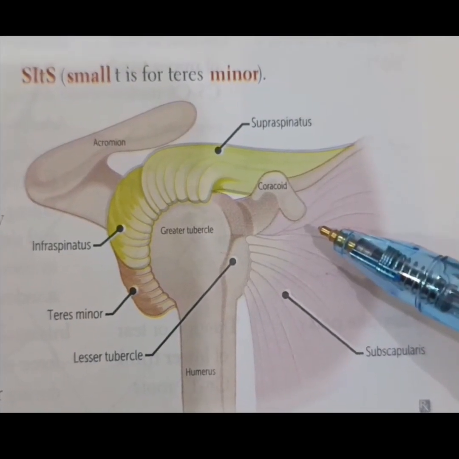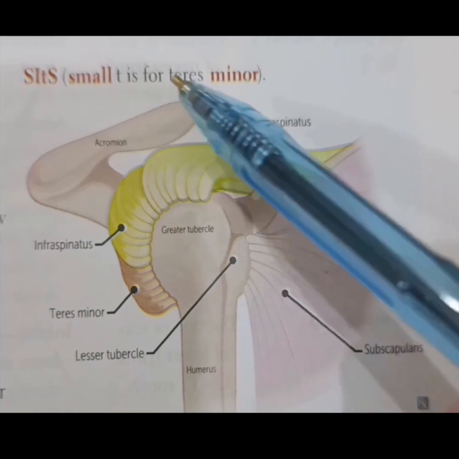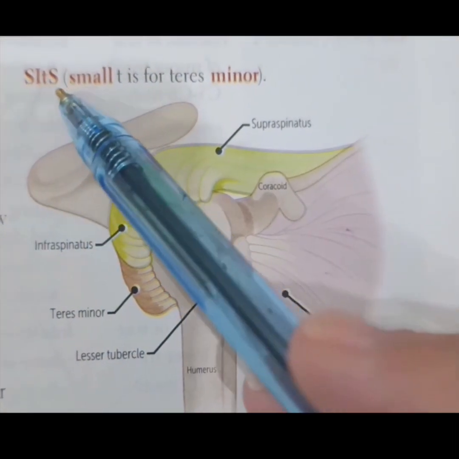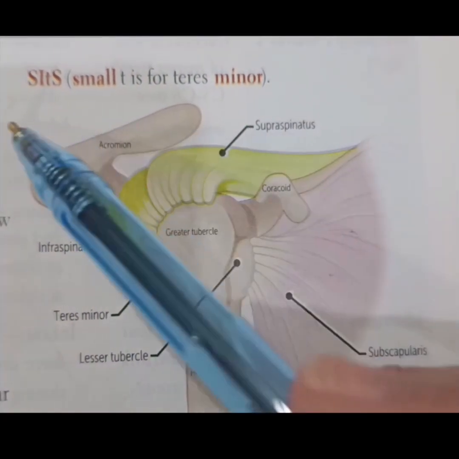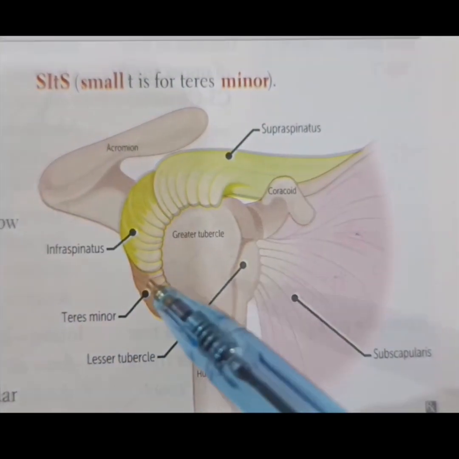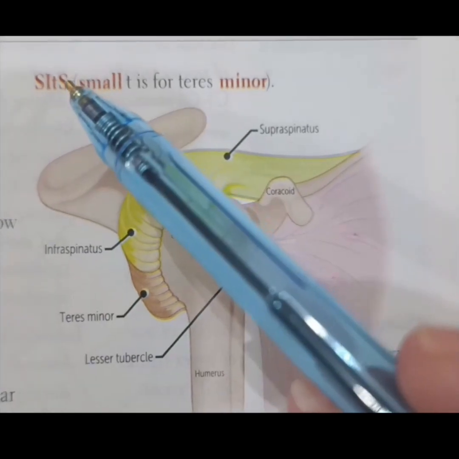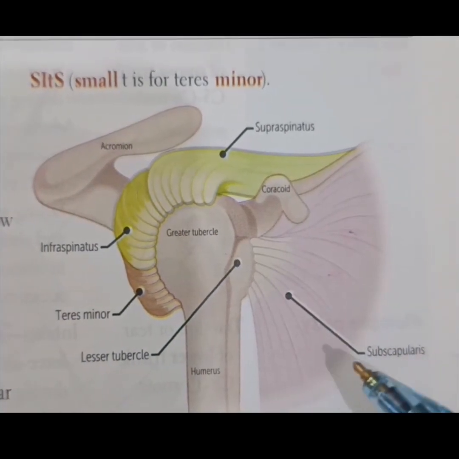So rotator cuff muscles are basically the stabilizers of the shoulder, and the mnemonic for that is SITS. In SITS, S stands for Supraspinatus, I for Infraspinatus, T for Teres minor, and this S for Subscapularis.